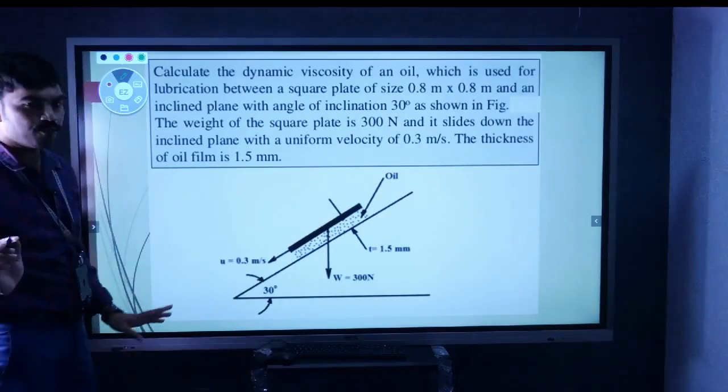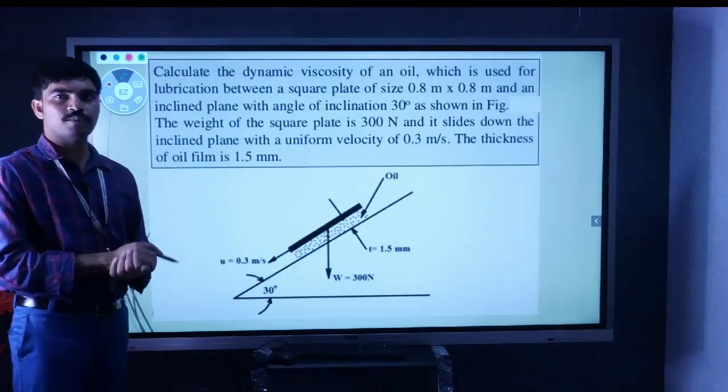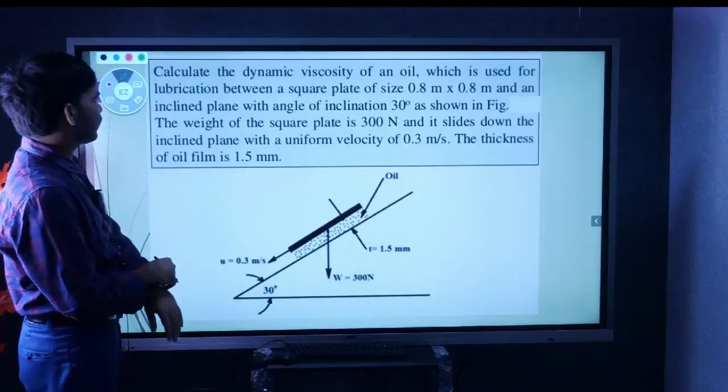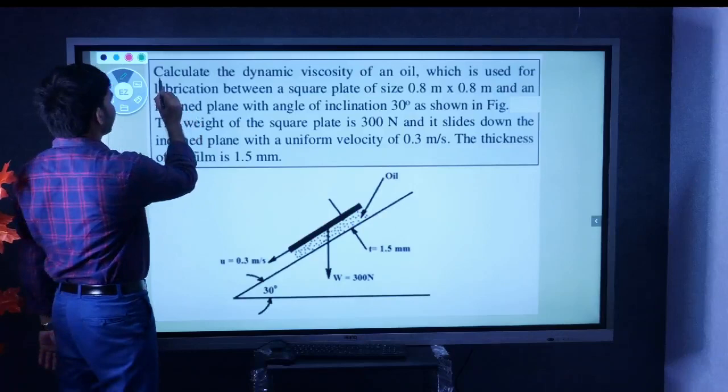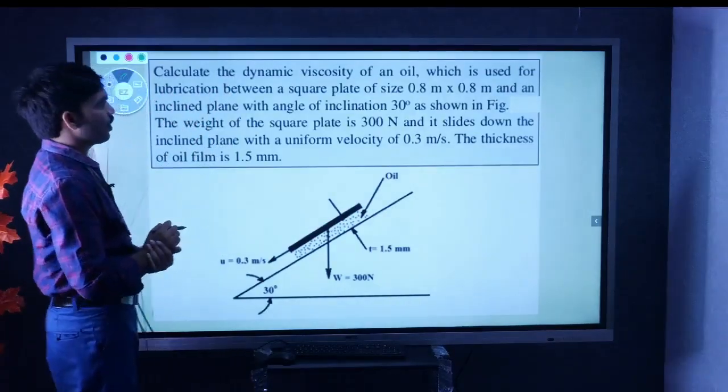Yeah, carefully see this problem. This is one of the important problems. Mostly you will come across it in competitive exams or university exams. So first, calculate the dynamic viscosity of an oil.